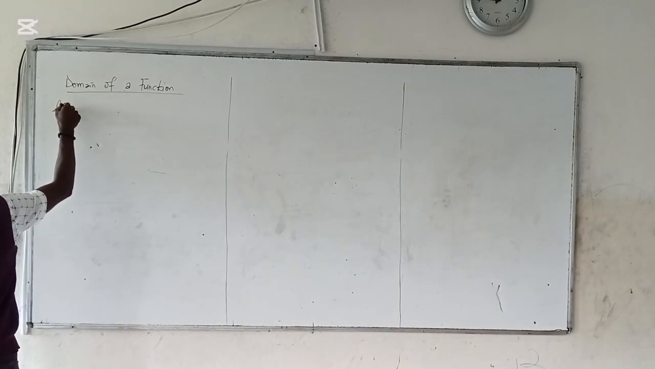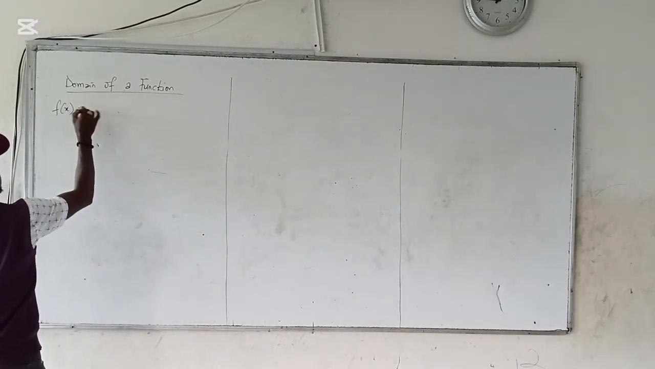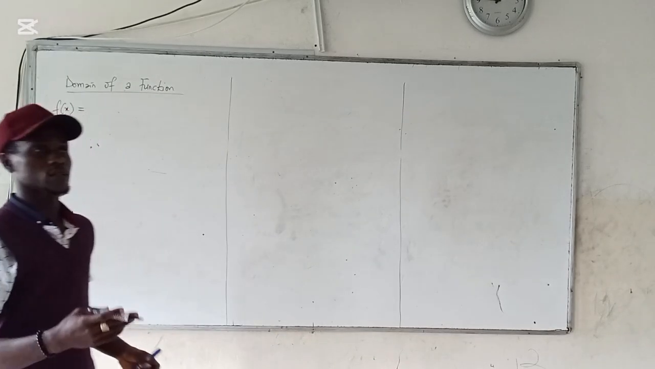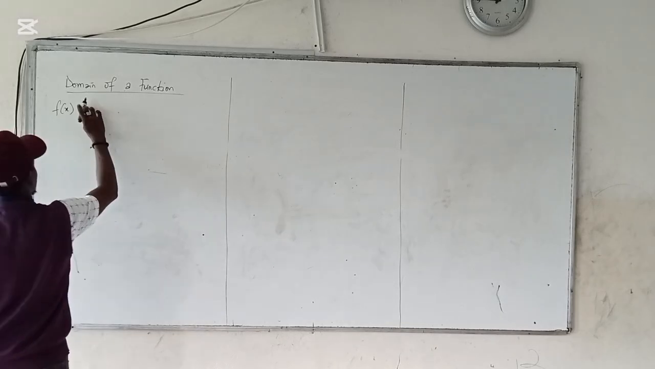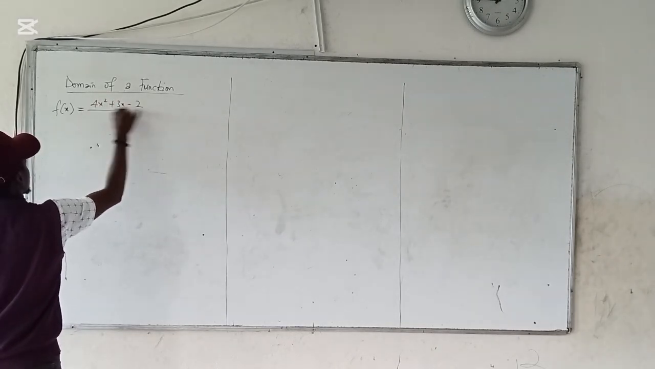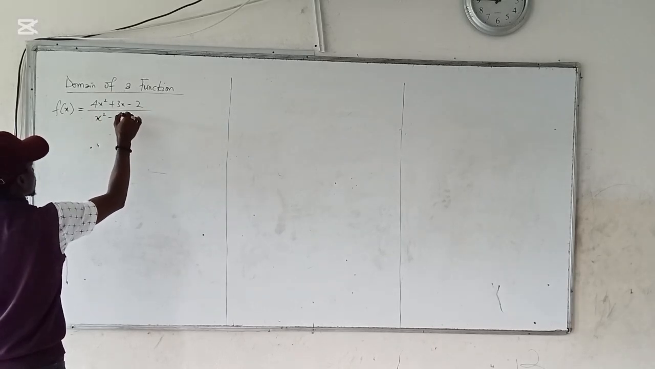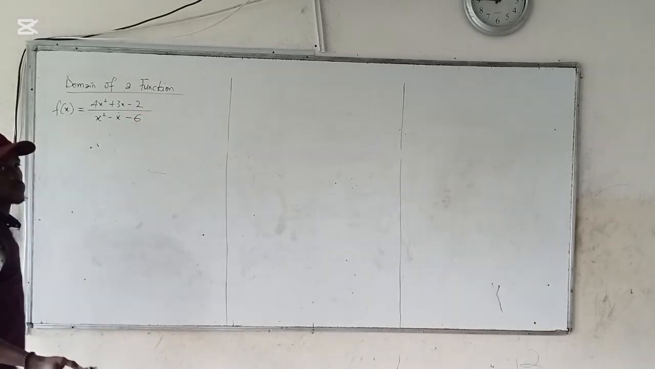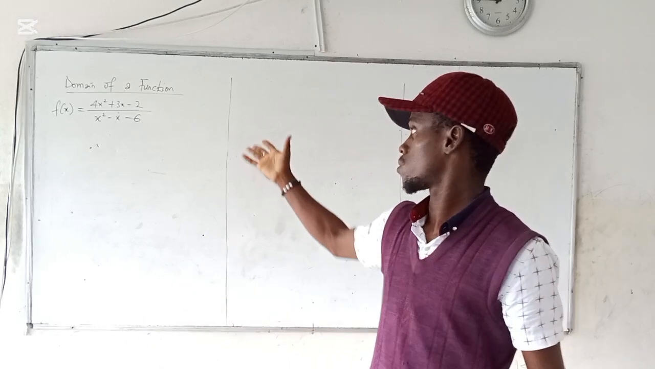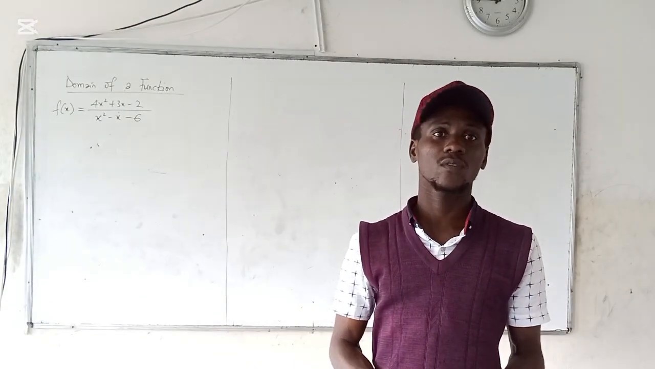We have a function that is still rational, a rational function, but this time around the denominator is not linear. It's a quadratic expression. So I have, let's say, 4x squared plus 3x minus 2 all over x squared minus x minus 6. You have that kind of function, and you're told to find the largest domain or the domain of the function. How do you find the domain of the function?